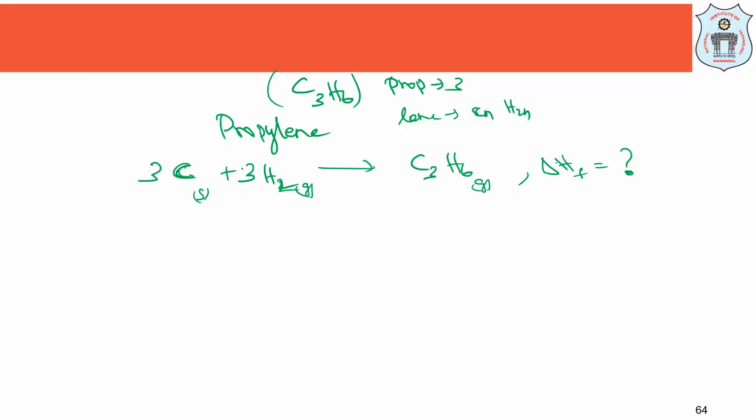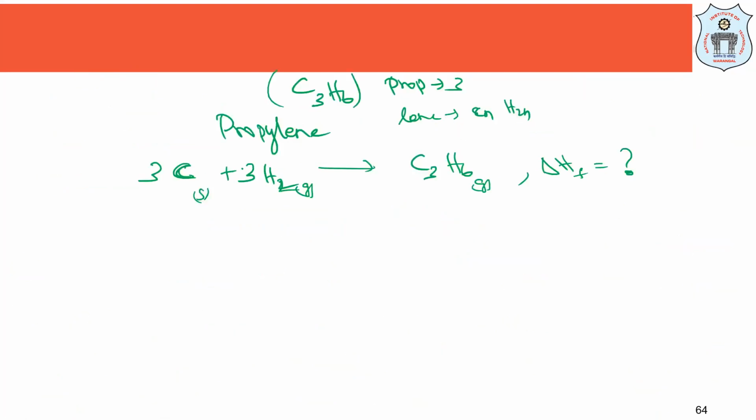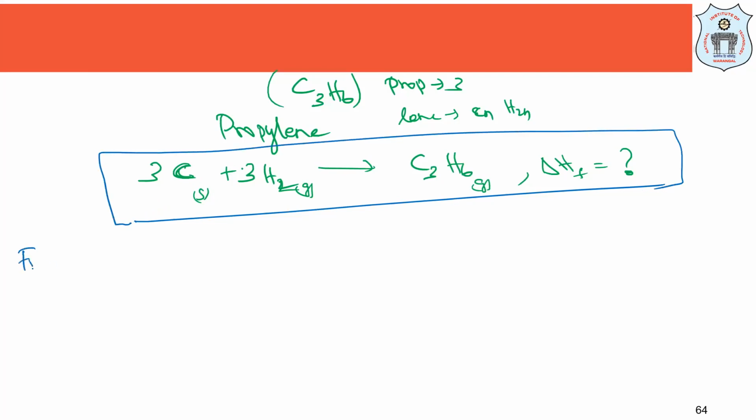Okay, now how will you do this? For that, again we have to go back to the question. Label these equations as A, B, C and D, and just follow what I am doing. As I said, you have to consider either the forward reaction or the reverse reaction, so that when you balance the equation, finally we should be able to get this equation. So this should be the overall reaction, from the given set of reactions.